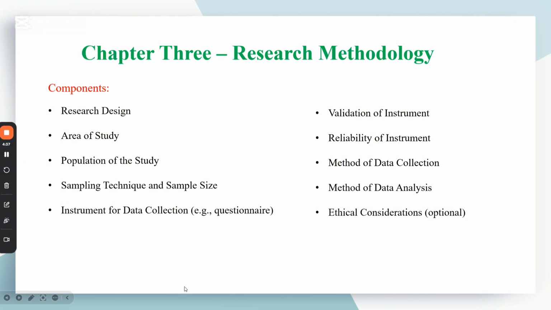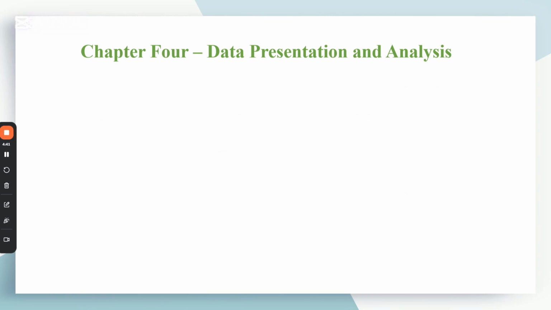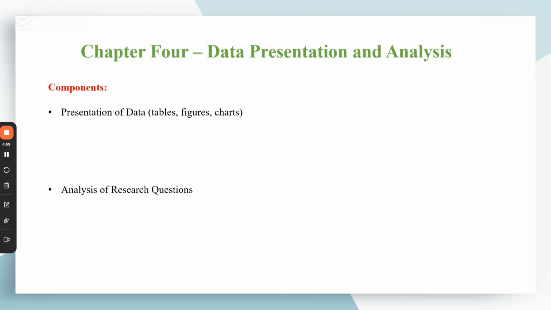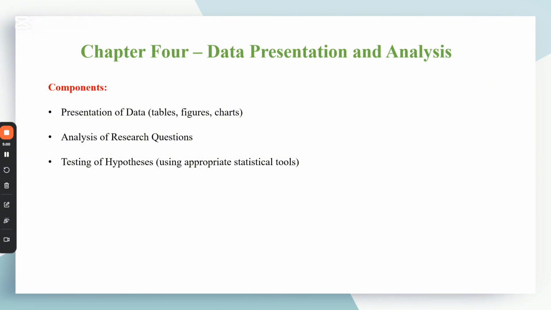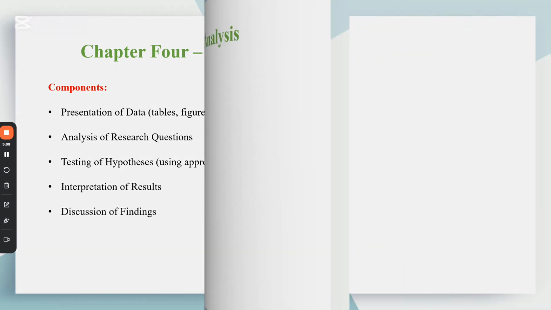So we get to the next chapter, and the next chapter is chapter 4. Your chapter 4 is otherwise known as your data analysis chapter, your data presentation and analysis. Components of your chapter 4 include presentation of data, the tables, the figures, the charts, the analysis of research questions, testing of hypotheses using appropriate statistical tools, interpretation of results, discussion of findings.